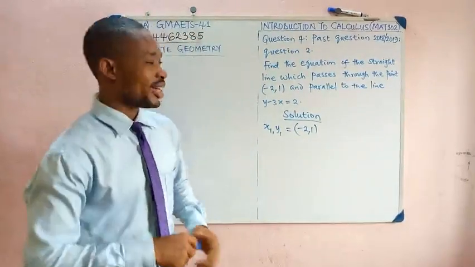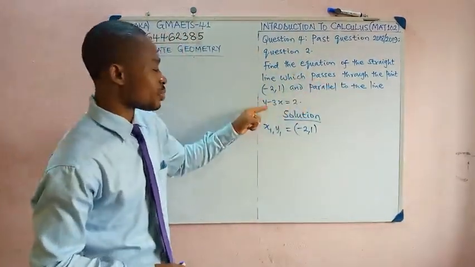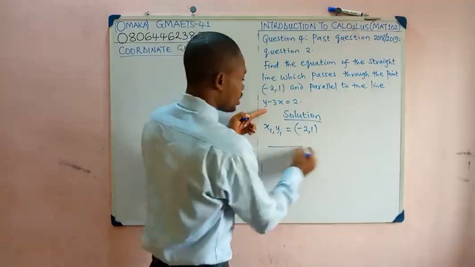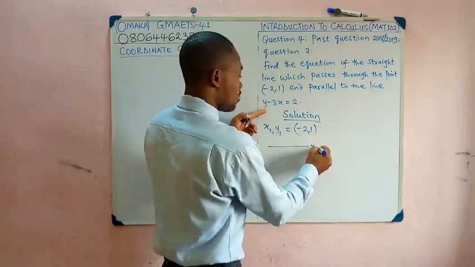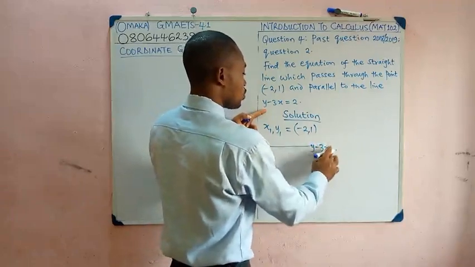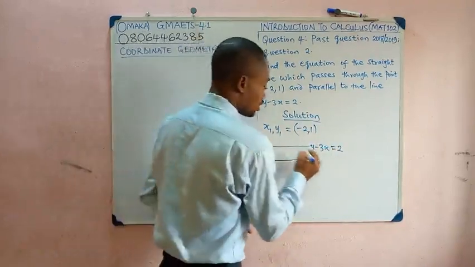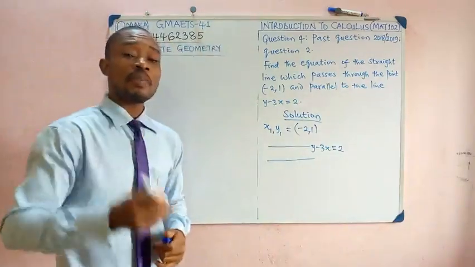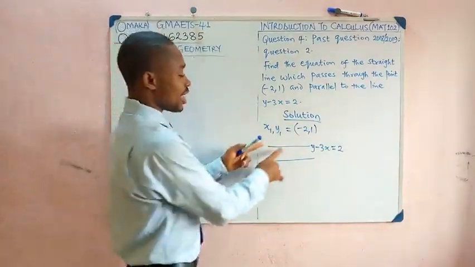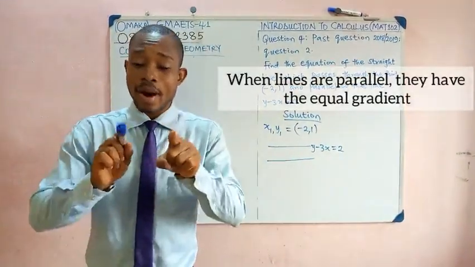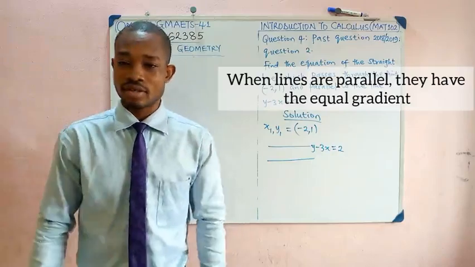We also should know that the line's equation we are to get is parallel to this line that has this equation. Okay? Which means, if we have this line defined by the equation y minus 3x equal to 2, the line we want to get is parallel to this. They are parallel. Now, if they are parallel, what does it mean? It means that their gradients are equal. Take note of that, write it down. When two lines are parallel, they have equal gradients.